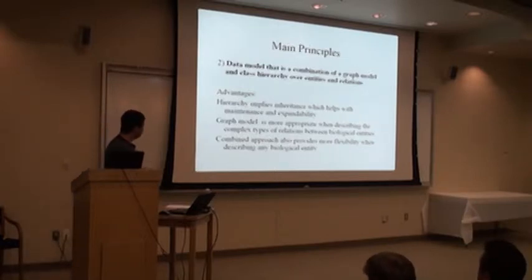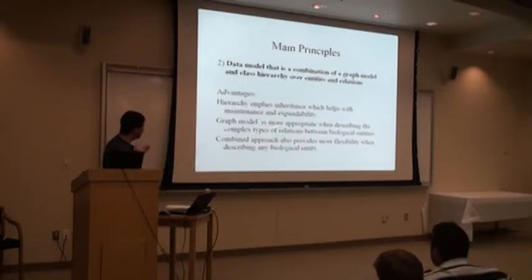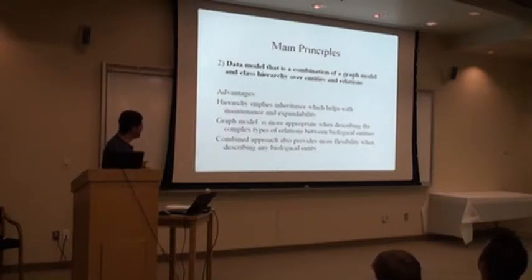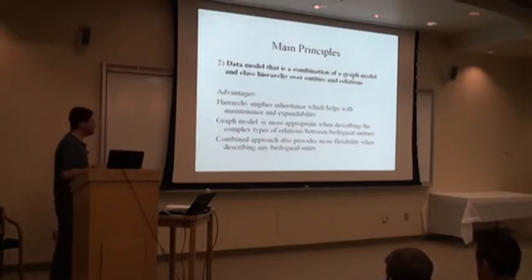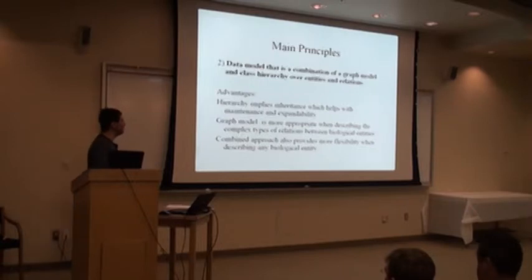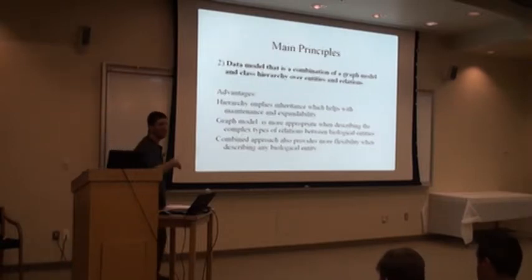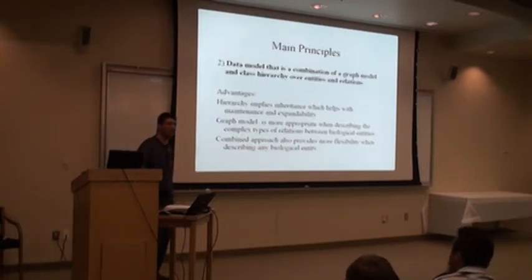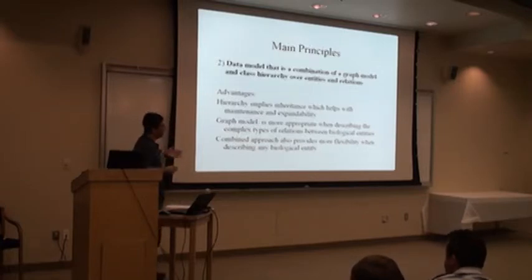So hierarchy implies inheritance, which also maintains extensibility. The graph model is more appropriate in describing the complex types of relations between biological entities. And this combined approach provides us with more flexibility when we need to describe any biological entity. So when we need to introduce a new biological entity, we have the flexibility of either putting more constraints on the way it's connected to other entities or more constraints on the way it's described in the hierarchy.